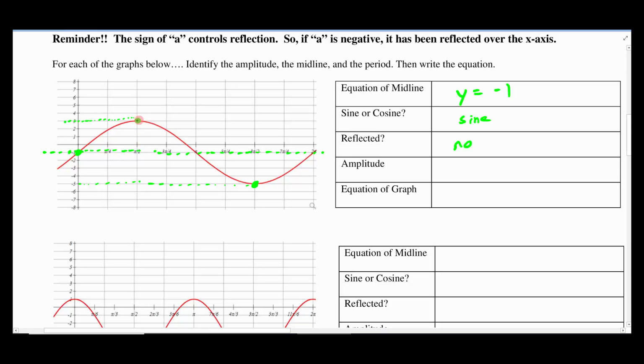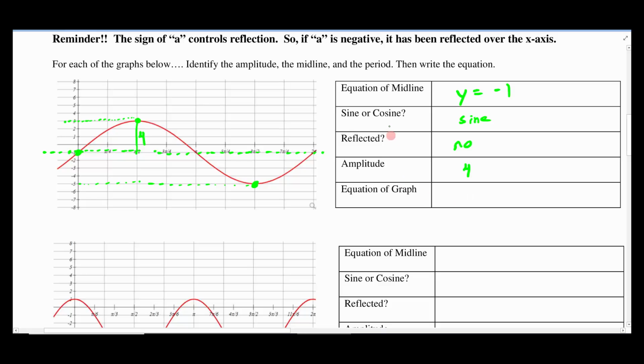So here's my midline, here's my highest point. We just want to draw a vertical line from the midline to that highest point. So this is my amplitude. I just have to count it out. So 1, 2, 3, 4. So we have an amplitude of 4.